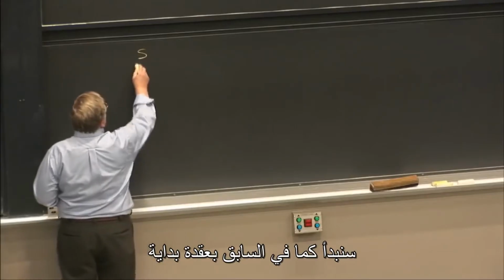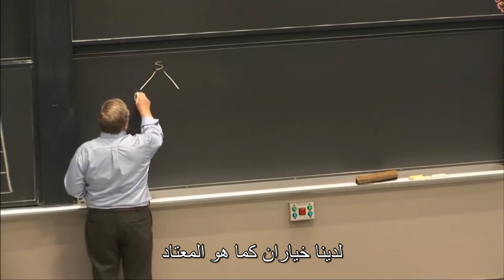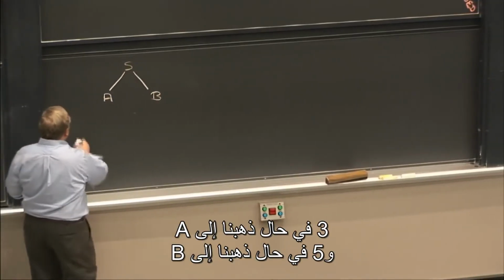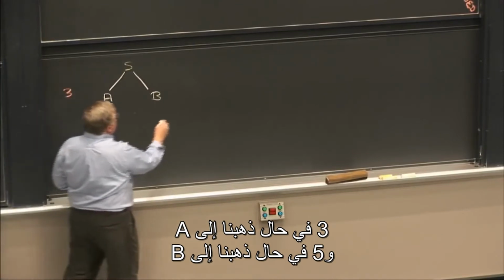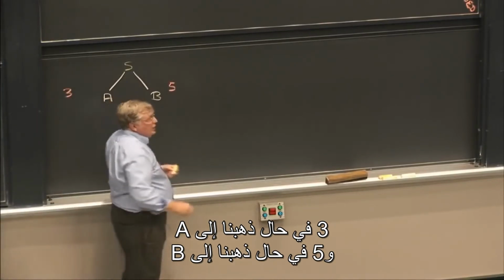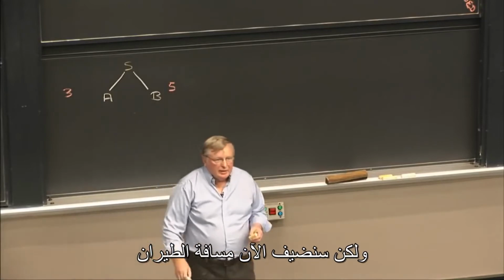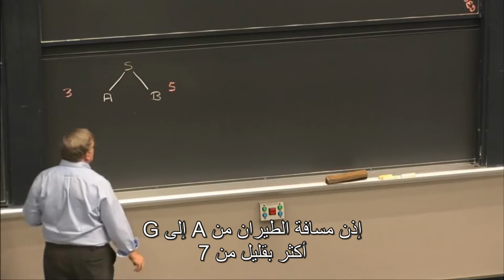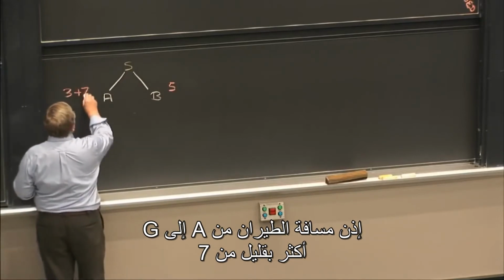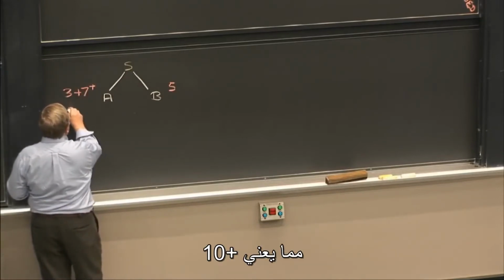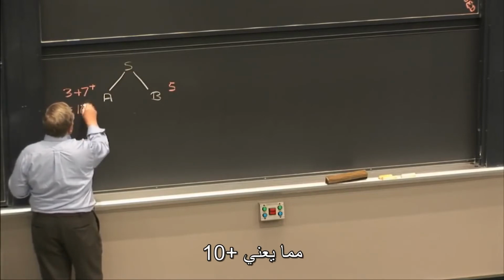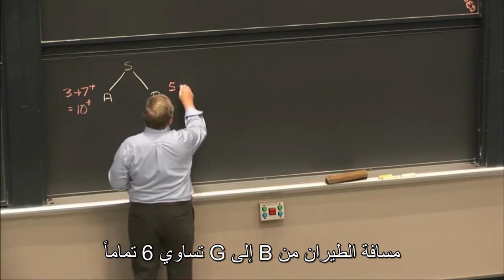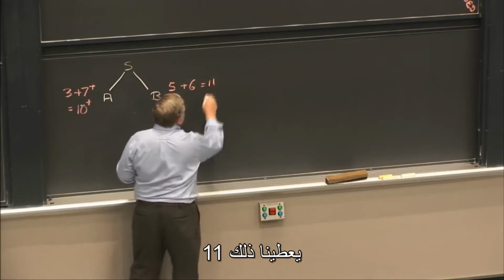So as before, we start with a starting node. We have two choices, as always. We can go to A or B. And the accumulated distance, if we go to A, is 3. And the accumulated distance, if we go to B, is 5. But now we're going to add in the airline distances. So the airline distance from A to G is a little more than 7, which gives us 10 plus. The airline distance from B to G is exactly 6, so that gives us 11.